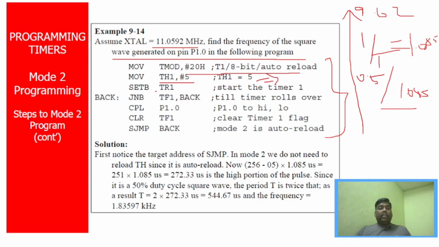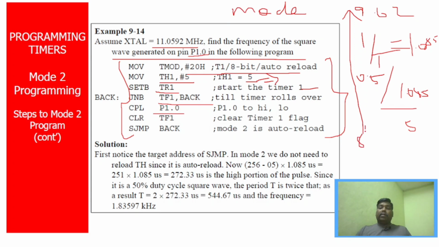So you can see, this is the normal step, they have used timer 1, and it continues, and in this particular pin the square wave is generated. Now the question is, we need to find out the frequency of the square wave generated at this particular pin. So this is the normal steps to generate the square wave. Now how will you find out the frequency? We know that to find out the count value, here they've given 5, and we are using the TMOD register, that is mode 2 operation.